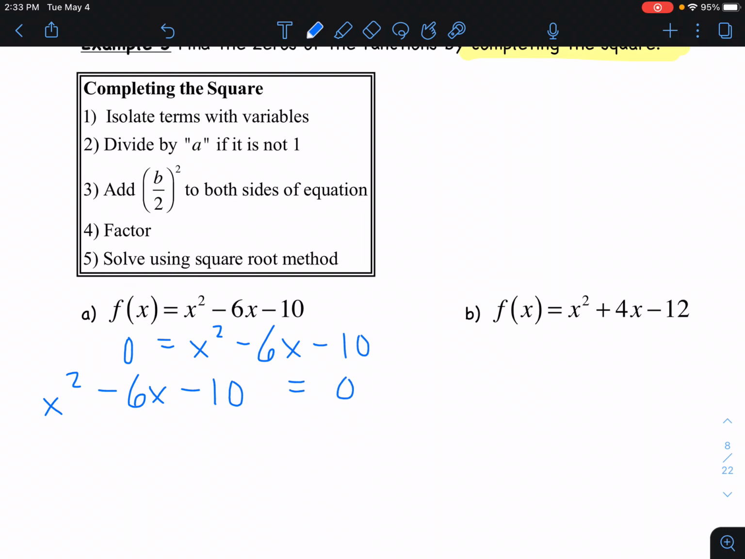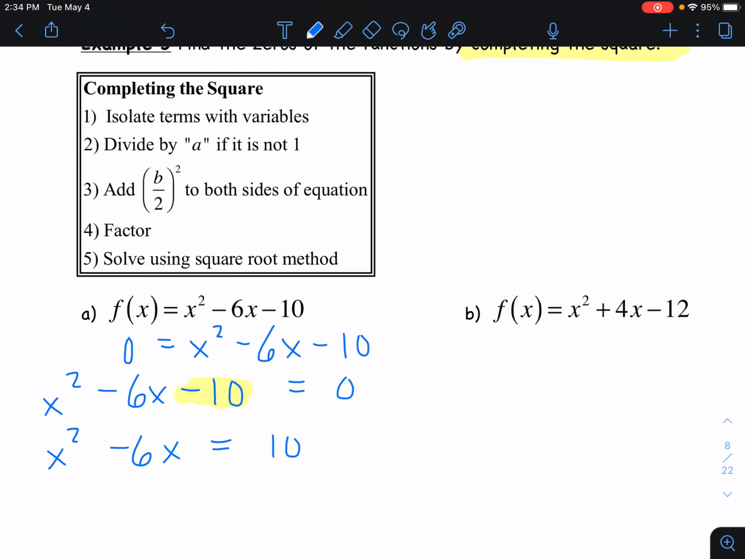So now, number 1, it says isolate terms with variables. That means that the x's will stay on the left. This guy is going to move over to the right. Now, whenever we do completing the square, we do not want it set equal to 0. Setting equal to 0, we only want when it's factoring and quadratic formula.